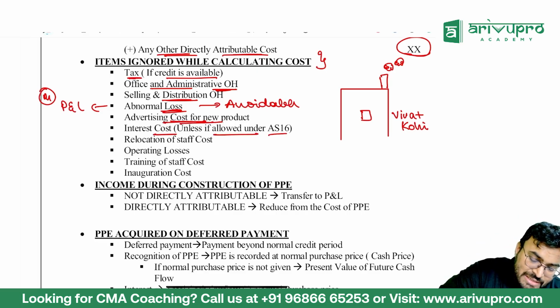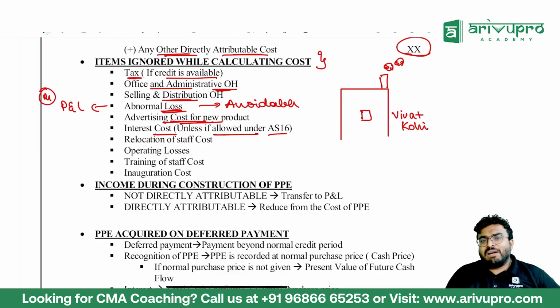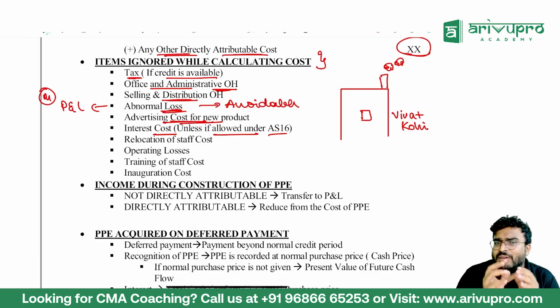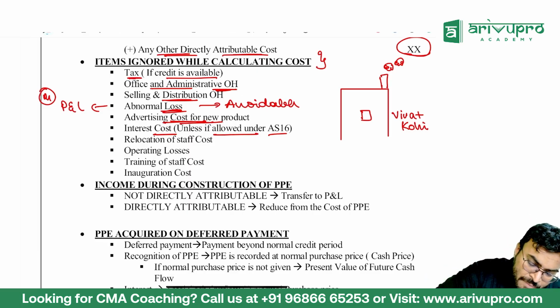Interest cost, unless it is allowed by AS 16. One more standard which we are going to study today is AS 16. AS 16 talks about borrowing cost. If they allow us to capitalize the cost, then it is allowed. Other than that, any other interest cost, we are not going to add it to the cost of the PPE.